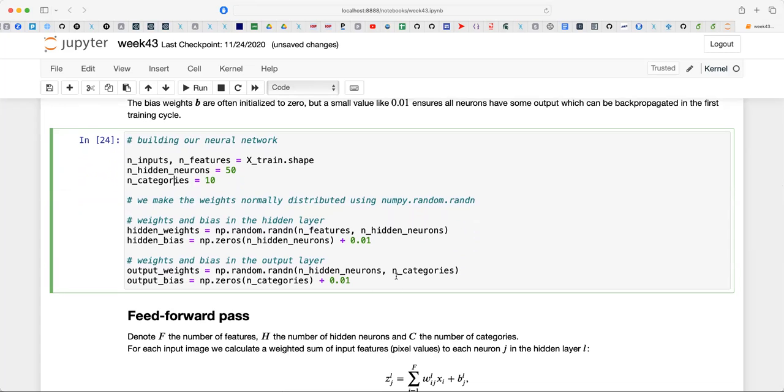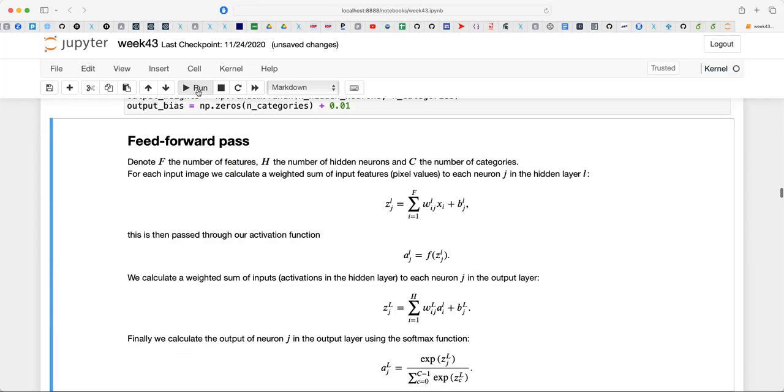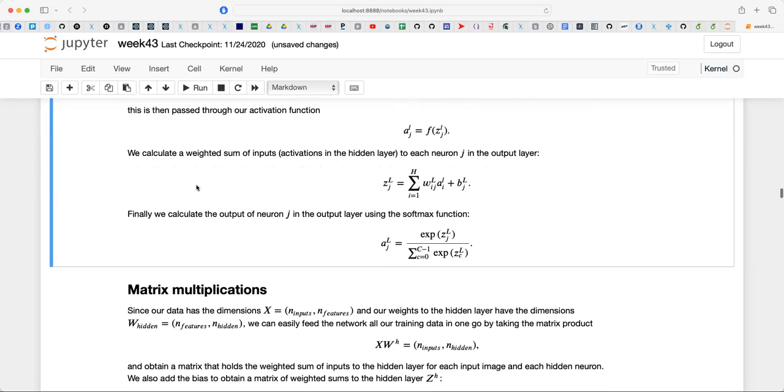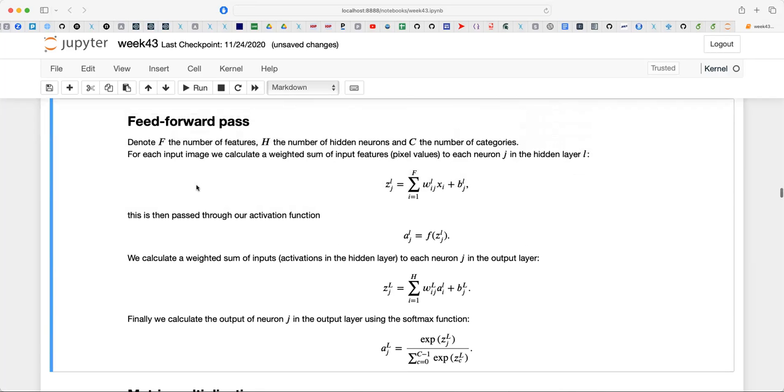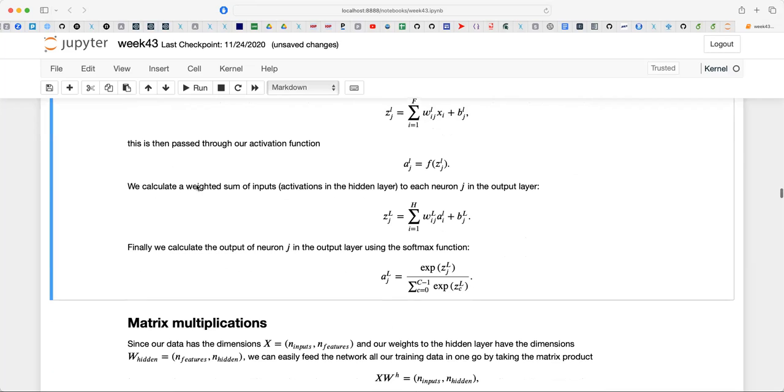Now, in this specific case, you have 10 handwritten numbers, and then we have 10 categories or classes. And then we just have one specific hidden layer with 50 neurons here. And if we just rerun it, then we have the feed-forward pass, where you have to decide what kind of activation function you want to use. And in the case we are using this class with 10 types of handwritten numbers, we use the softmax function.